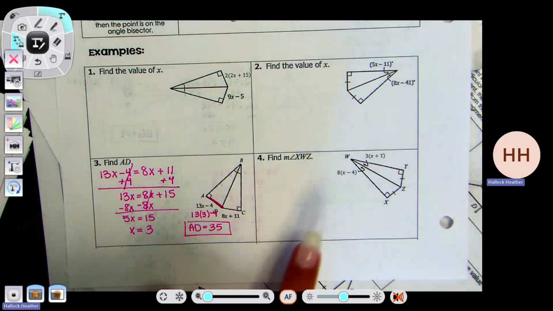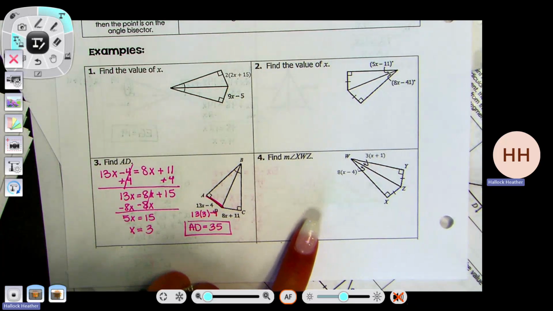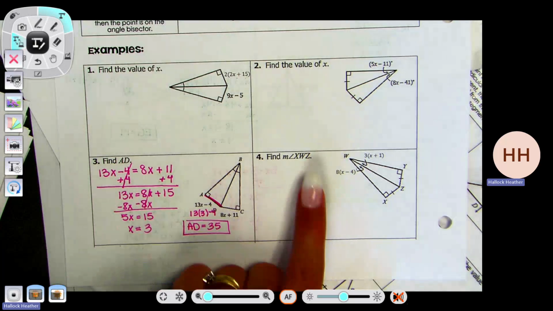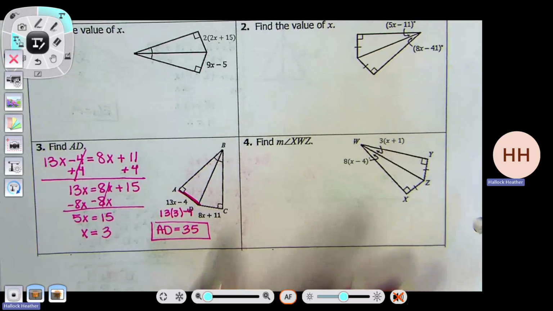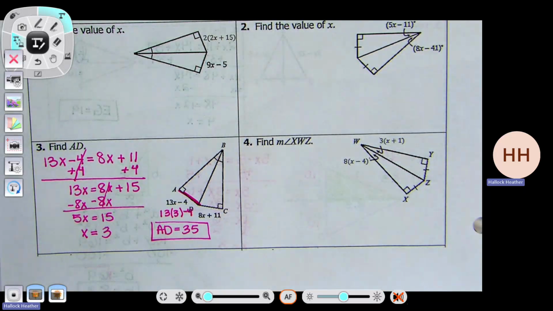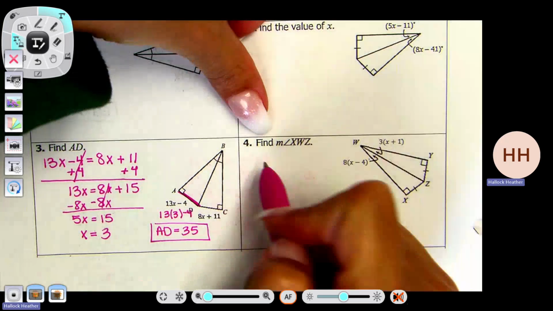Try number 4. 4 is finding an angle. So find X. And I know a lot of you are really bad at reading this. Try to figure out where you're plugging that into. They're going to be equal to each other, and then you have to figure out where it's being plugged into. You have parentheses. How do you get rid of parentheses? Distributive property. So you will have to distribute for number 4.